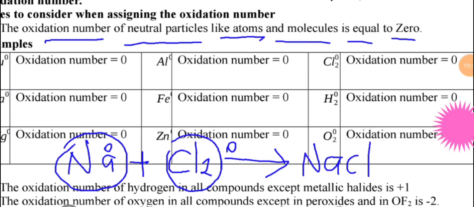That's the reason why we are having examples. We have, for example, copper. Oxidation number will be 0. Sodium, 0. Magnesium, 0. When we come to molecules, we have chlorine molecule, 0. Hydrogen, 0. Oxygen, 0. That is the rule number 1. Understand that. The oxidation number of neutral particles like atoms and molecules is equal to 0. Very, very important.